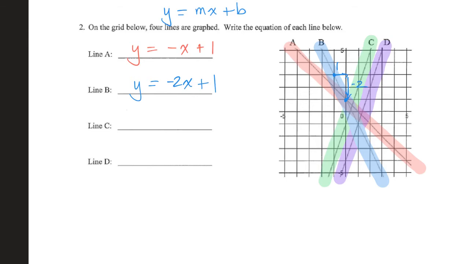Okay, now I'm going to jump and go through graph C. Graph C is my green line. So I notice that my green line has a y-intercept at -1.